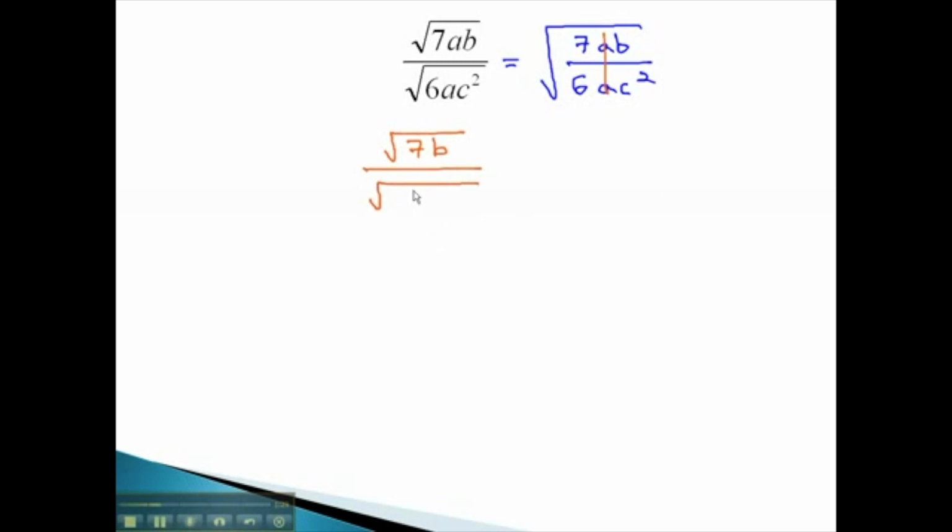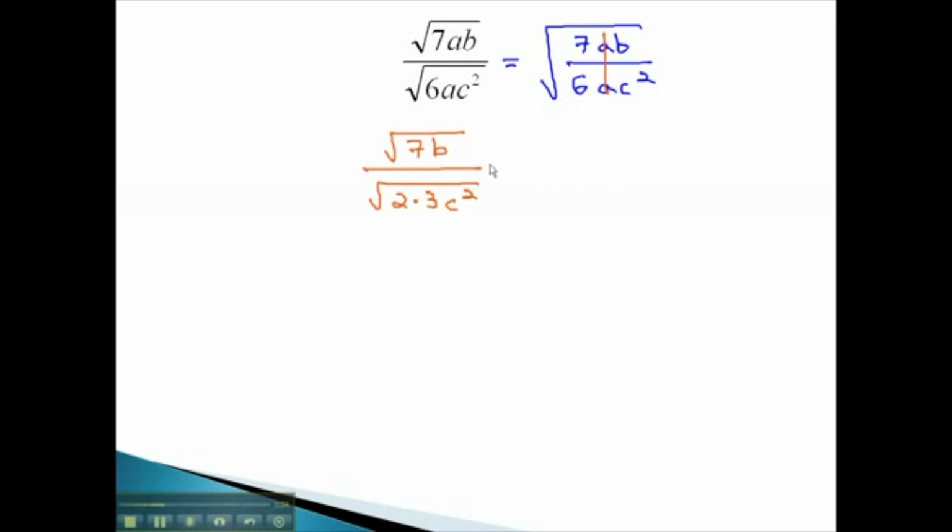Putting this all under one radical so we can reduce the fraction, we have 7ab over 6ac squared. Notice the a's can divide out. And now let's bring it back to separate radicals. We have the square root of 7b over the square root of, finding the prime factorization of 6, 2 times 3, c squared.